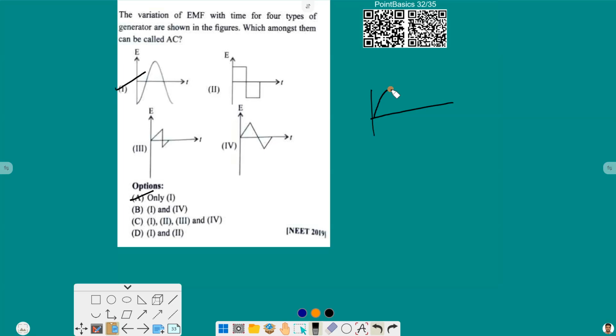And this is also AC, this is also AC, and we can say all of these are AC. They can be represented in a different form. So let's move to the next one.